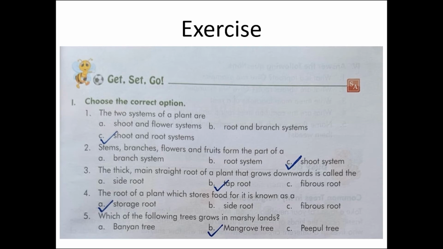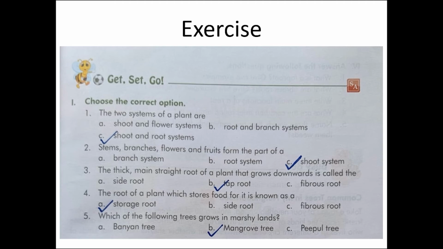Number 4, the root of a plant which stores food for it is known as a option A, storage root, B, side root, C, fibrous root. Correct option is option A, storage root.